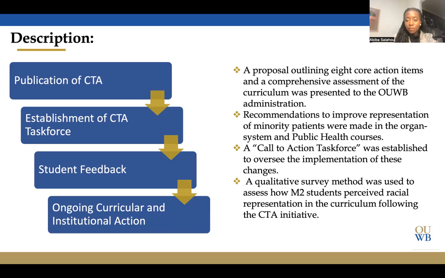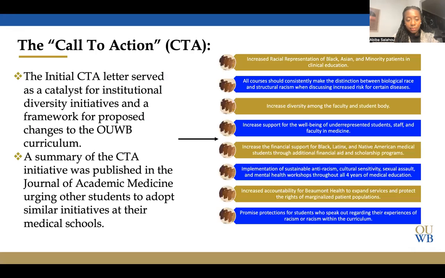The students then formed a call to action task force committee in order to ensure that the OUWB administration was actively working on addressing the action items. Lastly, 1 year after the initial publication of the CTA, M2 students were surveyed in order to assess their perception of racial representation and diversity following the CTA initiative.